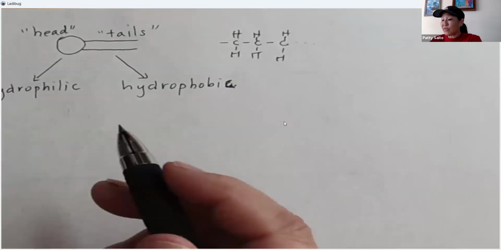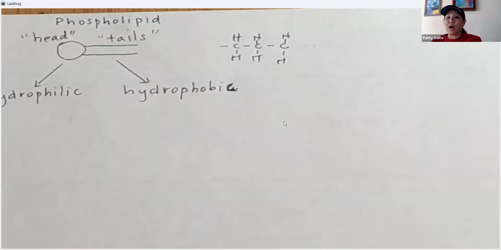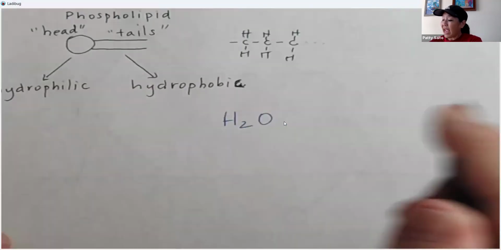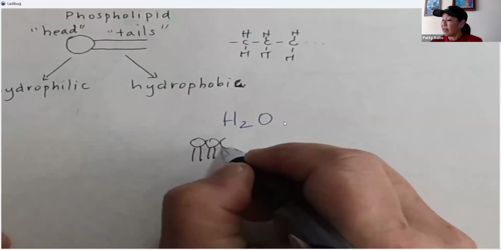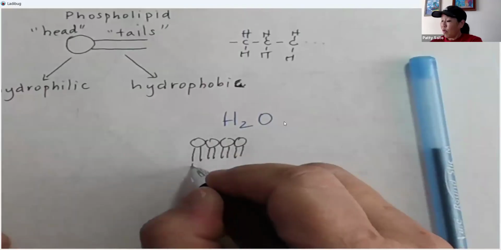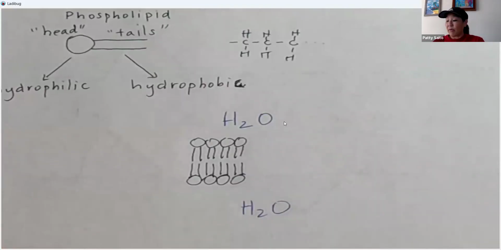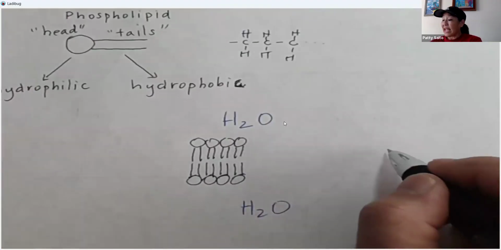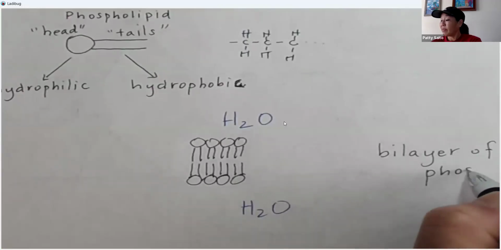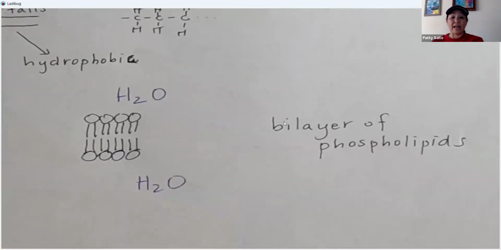Now let's dump these phospholipids. This is a phospholipid. Let's dump the phospholipid into water and see what happens. Let's say here's water. All the head ends are going to face the water like that. But wait a minute, there's water over here too. So again, all the heads are going to face the water, and they just automatically line up like that. What we call this is a phospholipid bilayer. It's two layers of phospholipid, and it is the major component of a membrane.